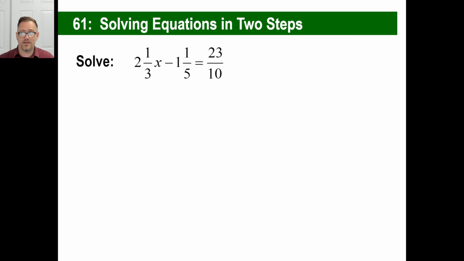In fact, you're going to see a lot of stuff we do from now on is going to be, oh wait, I don't know how to do this. I'm going to make it look like something I've already done before, and then, oh yeah, I know how to do that. Okay, another brilliant thing about Saxon. All right, 2 1/3 x is 7/3 x. Minus 1 1/5, that's 6/5. Equals 23/10, just leave it.